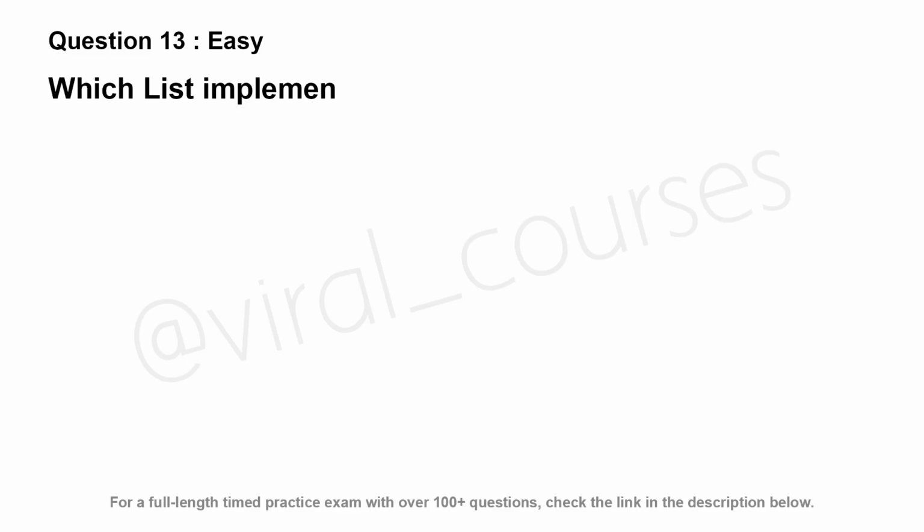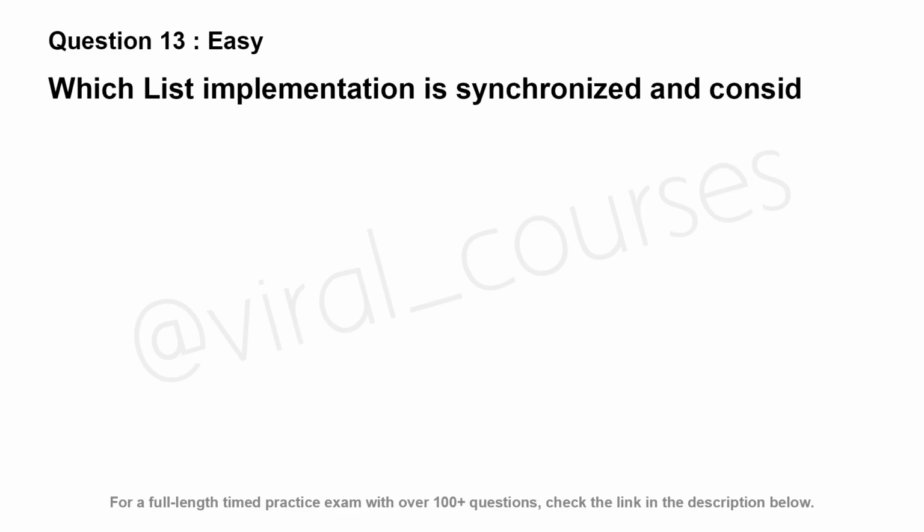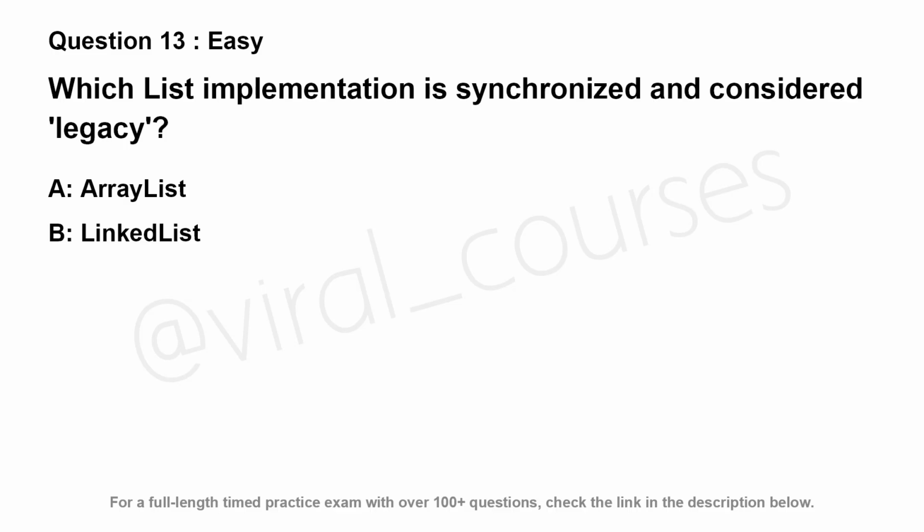Which list implementation is synchronized and considered legacy? Option A, ArrayList. Option B, LinkedList. Option C, Vector. Option D, CopyOnWriteArrayList.